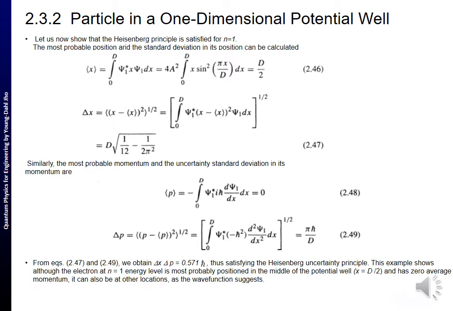Right. Let us now show that the Heisenberg principle is satisfied for n equal 1. This is actually taken from the textbook of Gang Chen. The most probable position and the standard deviation in its position can be calculated. For example, the average value of x. This is actually the expectation value of x.